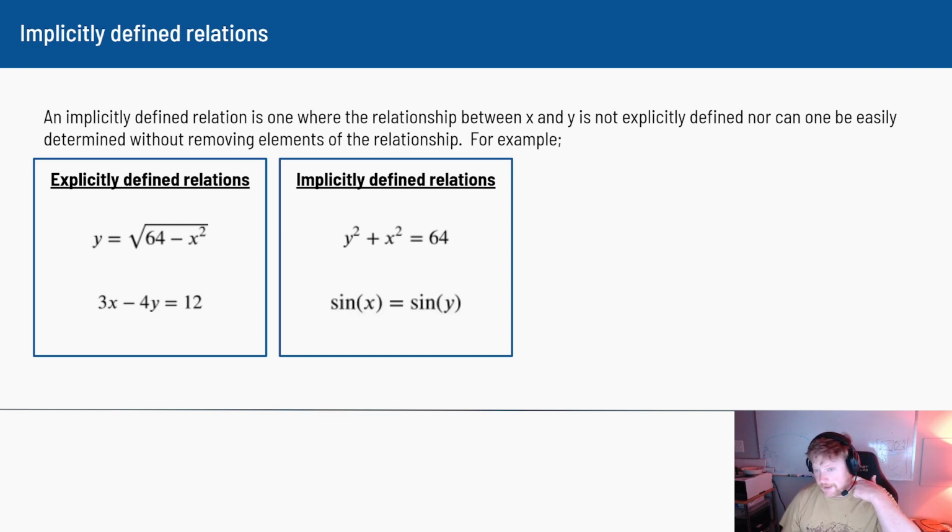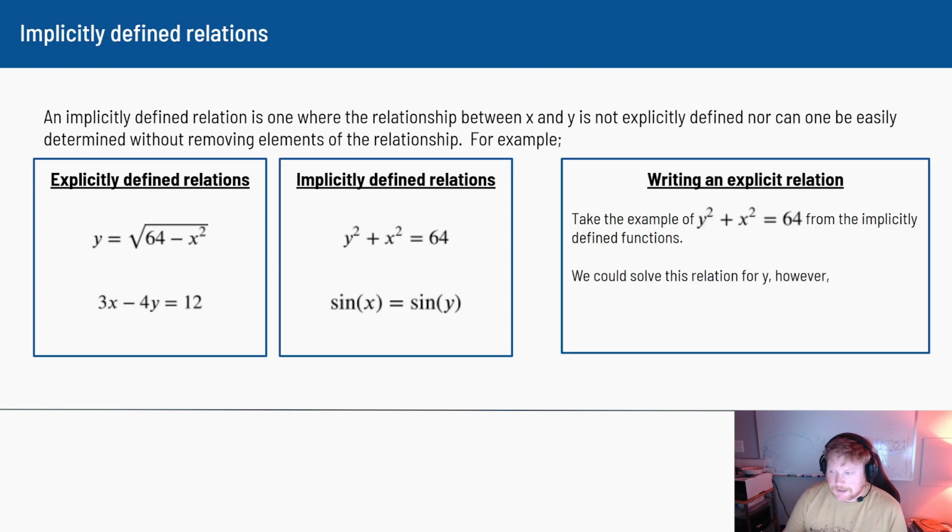Another implicitly defined relation would be something like sine of x is equal to sine of y. There's absolutely no way for me to solve for y and maintain the type of relationship that's defined in this equation. I would encourage you to pull Desmos up and graph sine x equals sine y. It's kind of an interesting looking relation. It's definitely not a function.